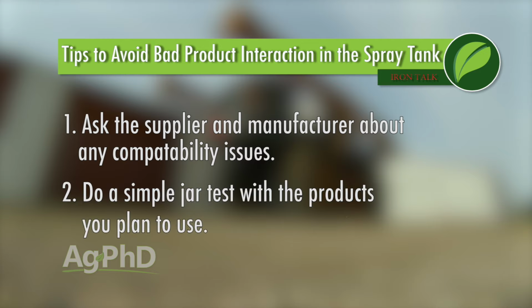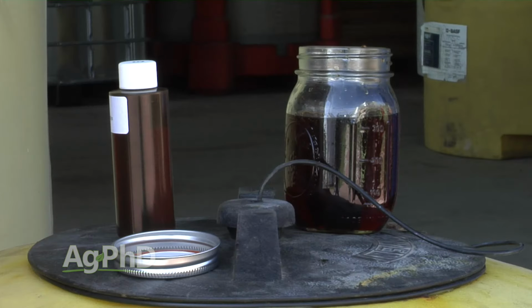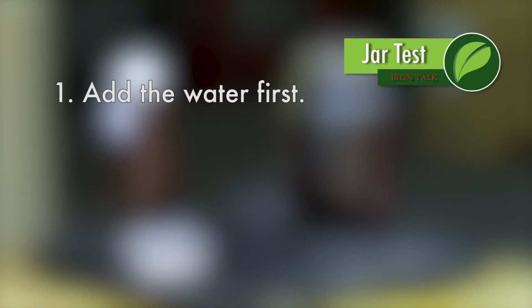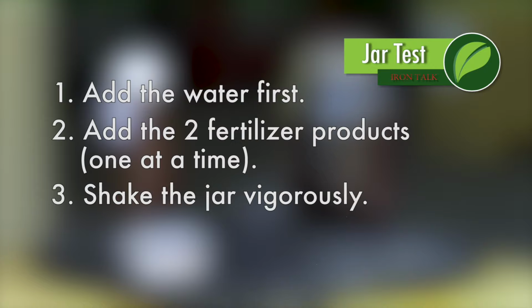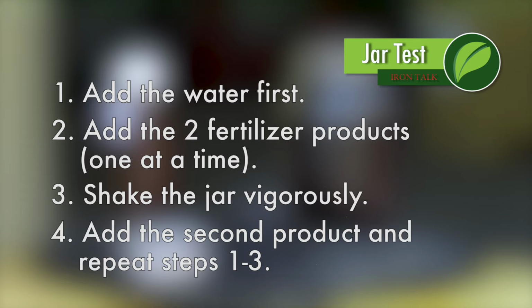The second way to avoid trouble is to do a simple jar test. Mix the various things you plan to tank mix in a clean jar in the order in which you'll add them to the tank. For example, let's say you want to mix some fertilizer with another fertilizer and some water. I always like to add the water first, as it seems to minimize problems later on. Then add the 2 fertilizer products one at a time. Shake the jar vigorously to see if any problem arises. Then add the second product and follow the same procedure.